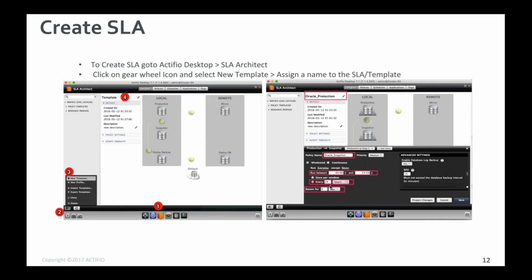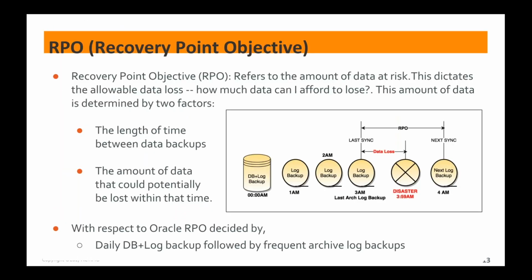To understand, once you enable the LogSmart policy, in the previous screen you just enable the database log backup option. In the drop down, you select S. The moment you select S in the advanced settings of SLA, you choose your archive log backups running from Actifio. And if you remember, there is an RPO button in the previous slide.